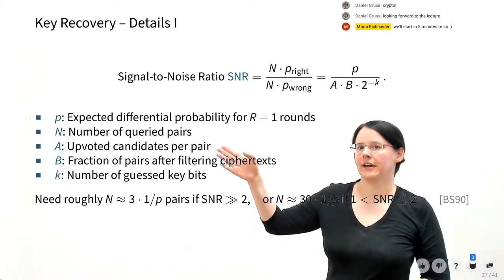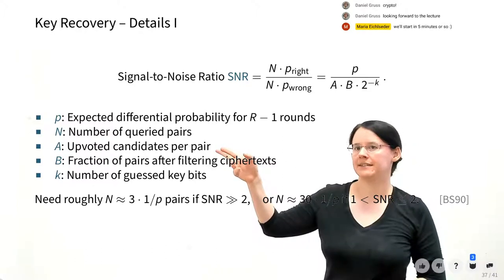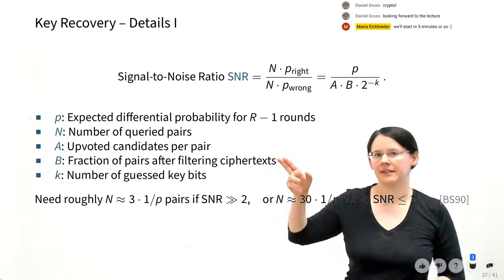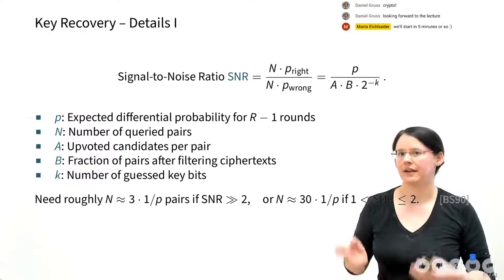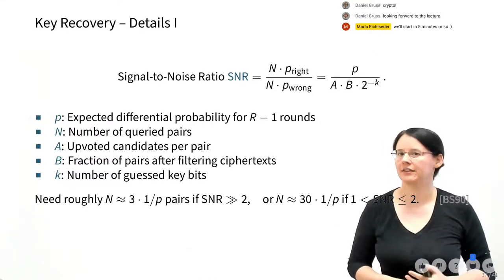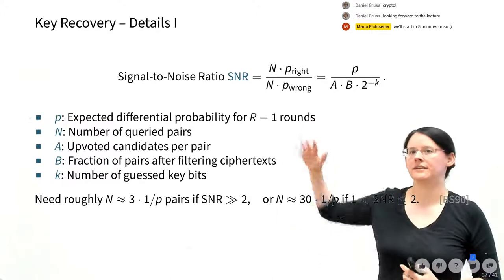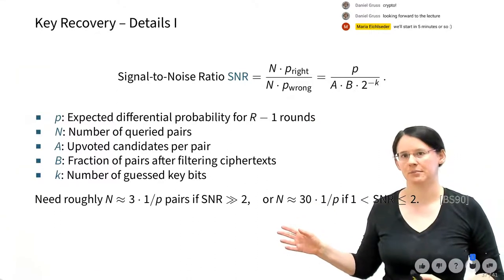per pair. So if I look at one specific plaintext ciphertext pair, how many keys give the correct intermediate result? And the second important number is how many pairs are left after I filtered the ciphertext, after I threw out all the ciphertexts that are guaranteed to be wrong. And then if I know the signal-to-noise ratio, I can use this approximation here.